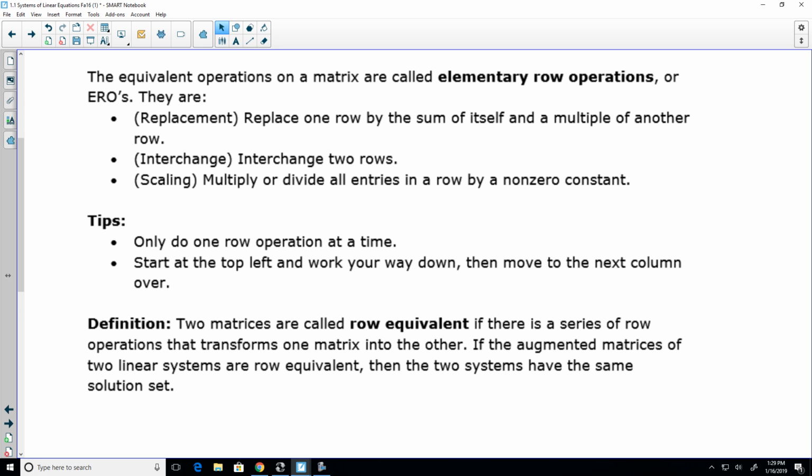You can interchange two rows. Your rows represent equations, and it doesn't matter what order those equations are in. So you can change the order of the rows. You cannot change the order of the columns. Okay, don't change the columns. And then scaling: you can multiply or divide all entries in a row by a non-zero constant. So you can just multiply a row by a constant or divide it by a constant, and that's not going to change your solutions.